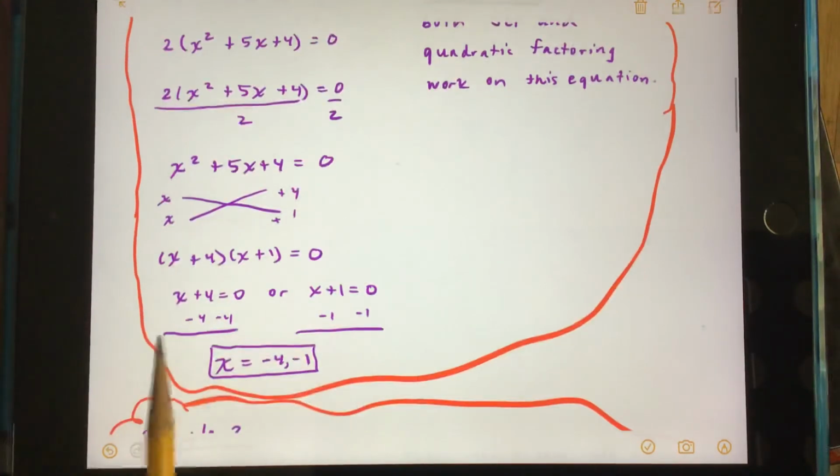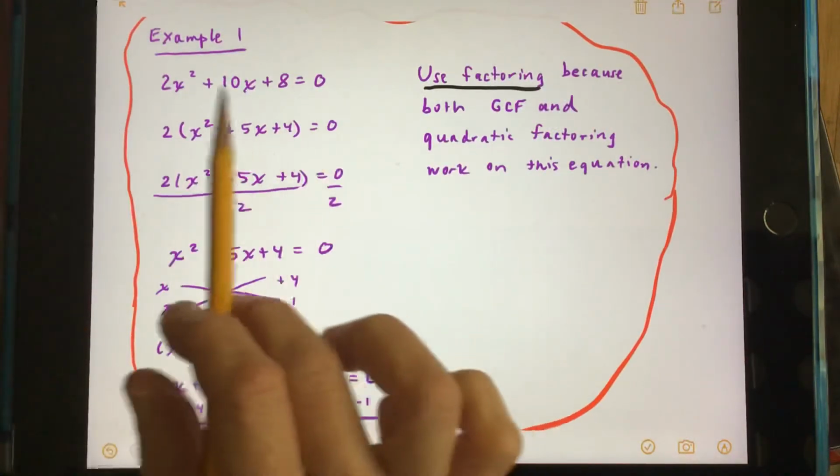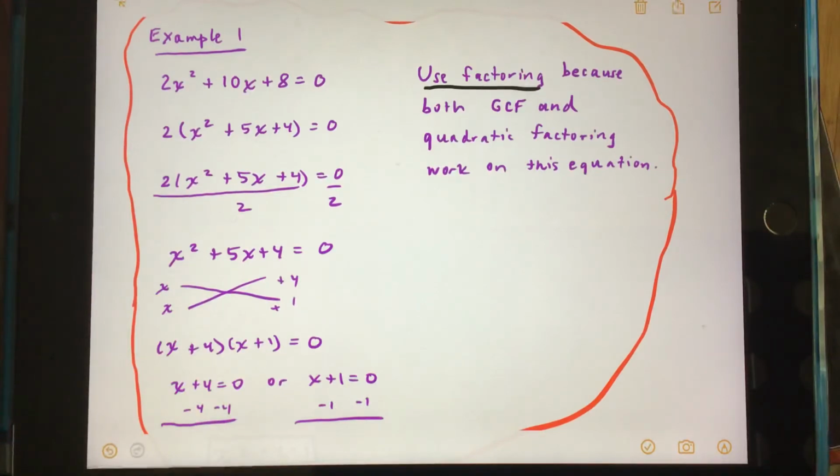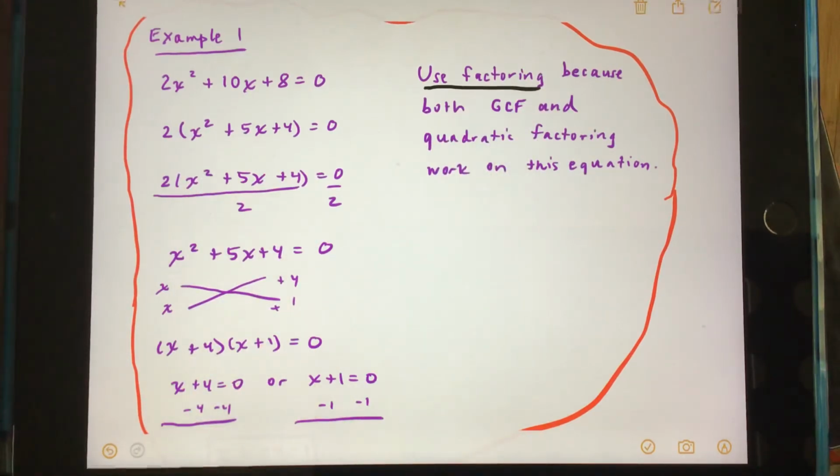Using our zero product property and setting each of these factors equal to 0, I can solve those two resulting equations to arrive at the final answer, x is equal to -4 or -1. So this particular equation, if we were given a choice, we'd probably want to use factoring because it's oh so easy to use factoring on this equation. And I've given you an example where both the GCF method and our quadratic factoring techniques can work. Sometimes factoring an equation works beautifully, but only one of those methods applies to a particular equation in some instances. In this case, both of the factoring techniques we've learned about work here.